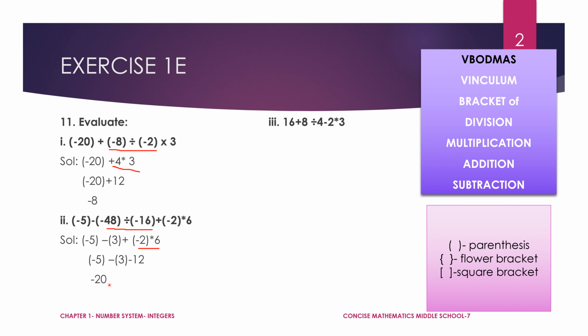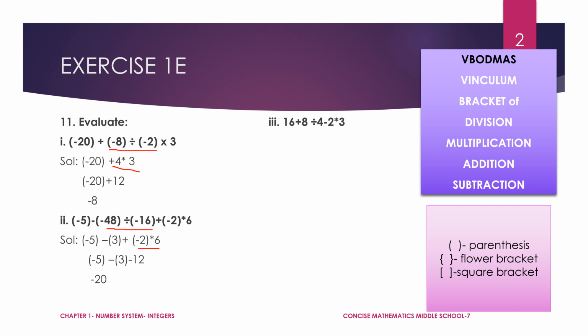Let's move on to the third one. 16 plus 8 divided by 4 minus 2 into 3. Even here it's the same manner. You have to check for the vinculum. Do you have any vinculum? Do you have any vinculum over here? No. But according to this VBODMAS, you should solve only the vinculum first. Since you do not have a vinculum, you need to check for braces. That is bracket. There is no bracket over here. Do you have any division? Yes.